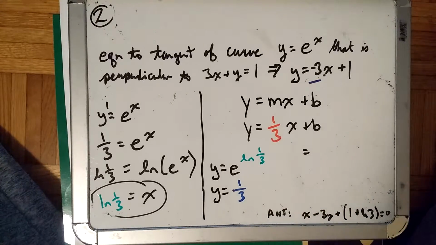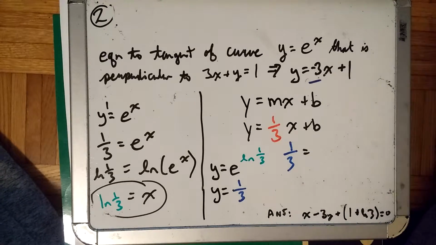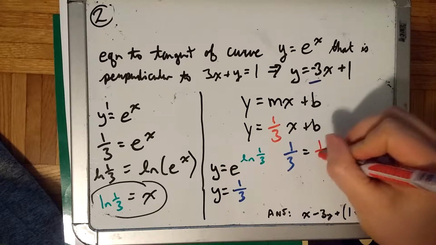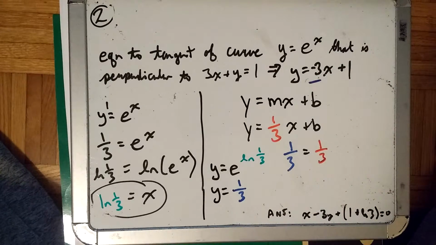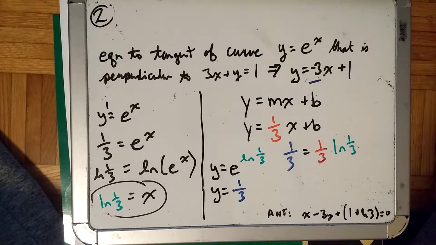Oh man, I'm struggling. Okay, so I need 1/3 here. I have 1/3 in for our slope as we calculated via that equation. We took the negative reciprocal. We have ln 1/3 in for x, and of course we have b.